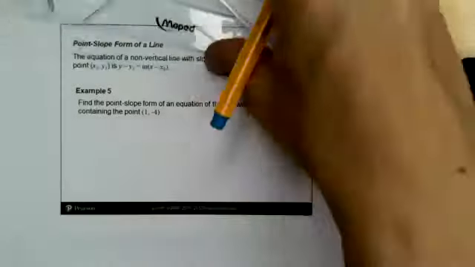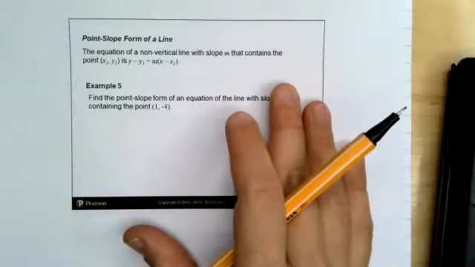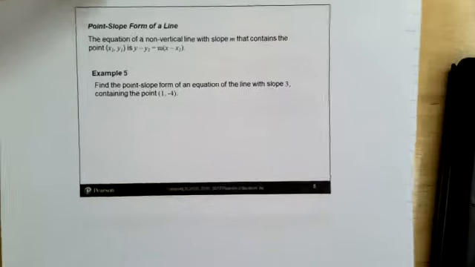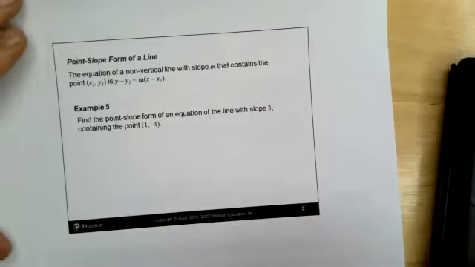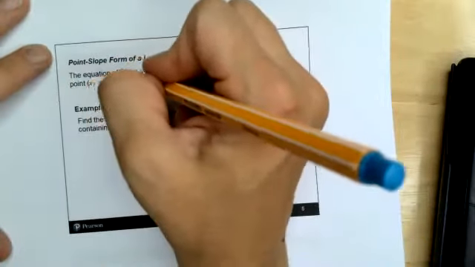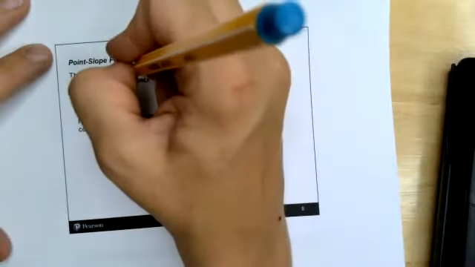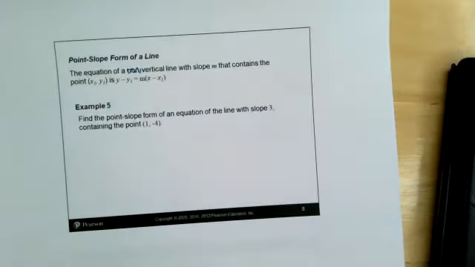All right. Point slope form of a line. A non-vertical line with a slope m that contains the point x1, y1 is y minus y1 equals m times x minus x1. Good?